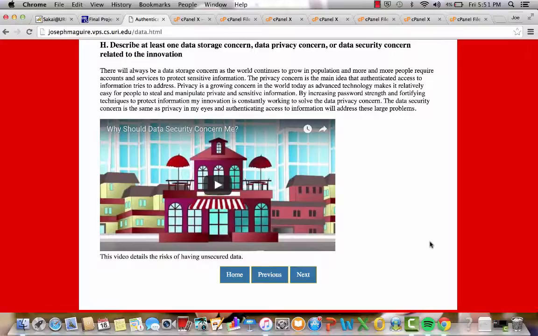By increasing password strength and fortifying techniques to protect information, my innovation is constantly working to solve the data privacy concern. The data security concern is much like the privacy concern in my eyes, and authenticating access to information will address both of these problems. This is a small video on why data should concern you.